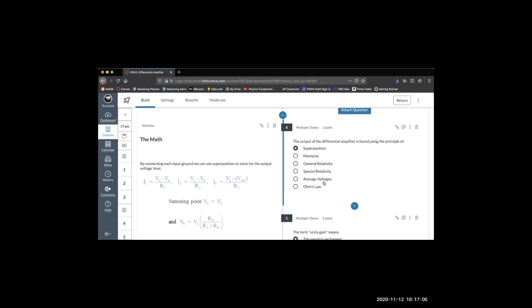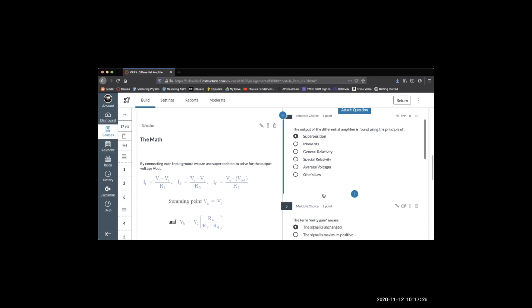Moments, the principle of moments. The principle of moments. That's rotation, isn't it, Michelle? That's the principle of moments. It's also a 1980s album by former Led Zeppelin frontman Robert Plant. Anyway, general relativity, special relativity, average voltages and Ohm's law, all that's garbage. The principle of superposition is the correct answer there.